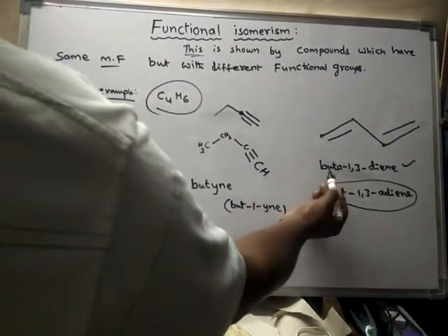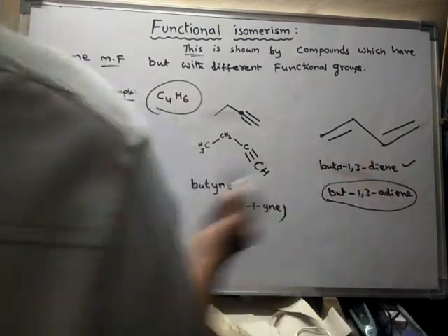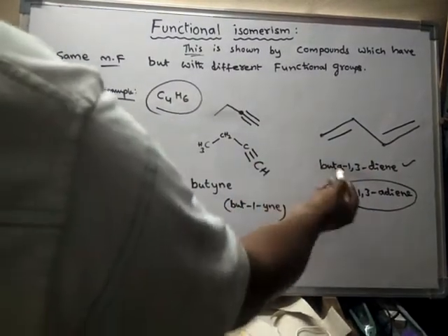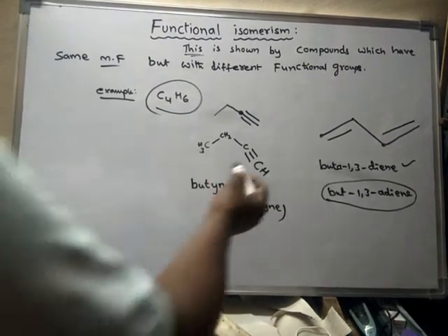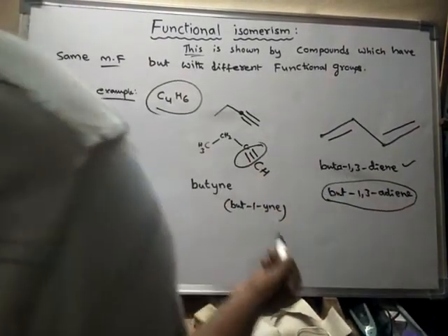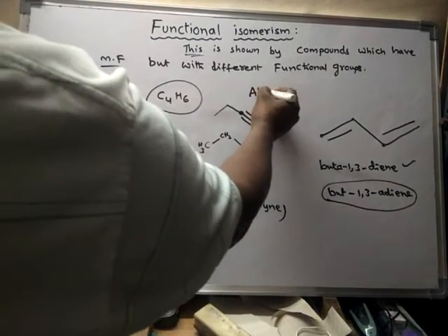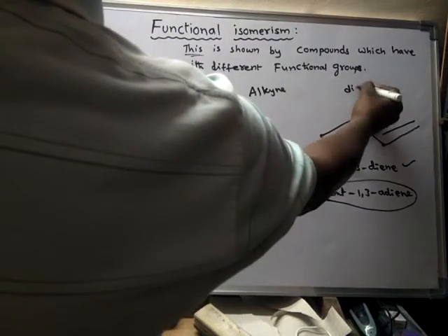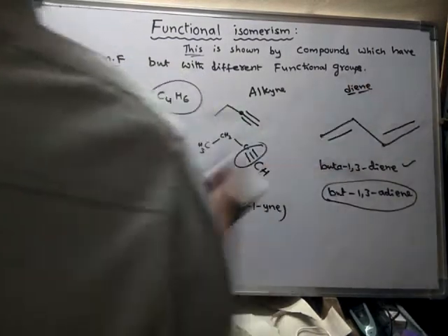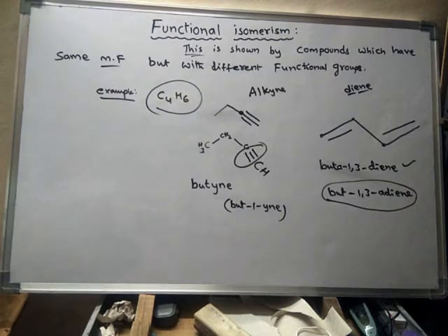See, these two are different compounds. Butyne is different from buta-1,3-diene, but these two compounds have the same molecular formula. They are differing in their functional groups. So here it is the alkyne functional group, whereas it is the diene functional group. Generally multiple bonds are also treated as functional groups.